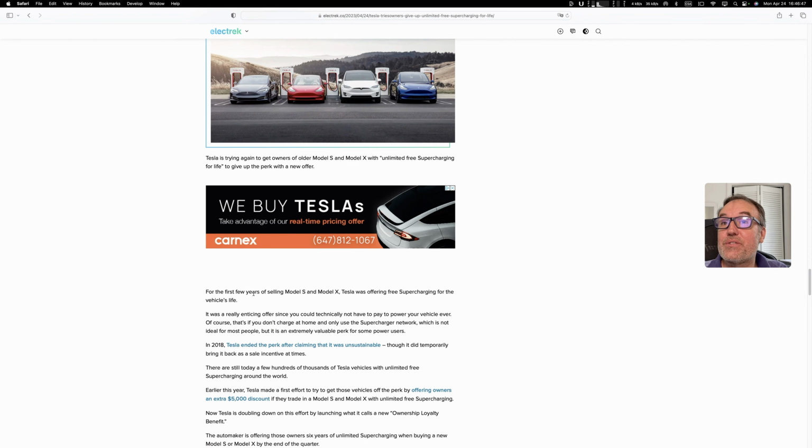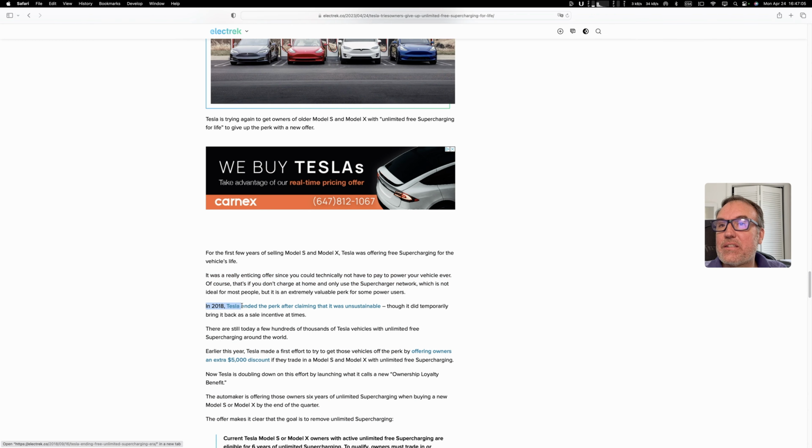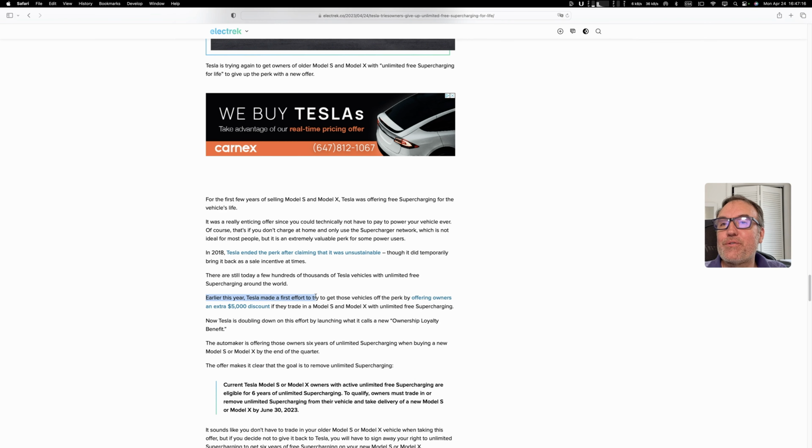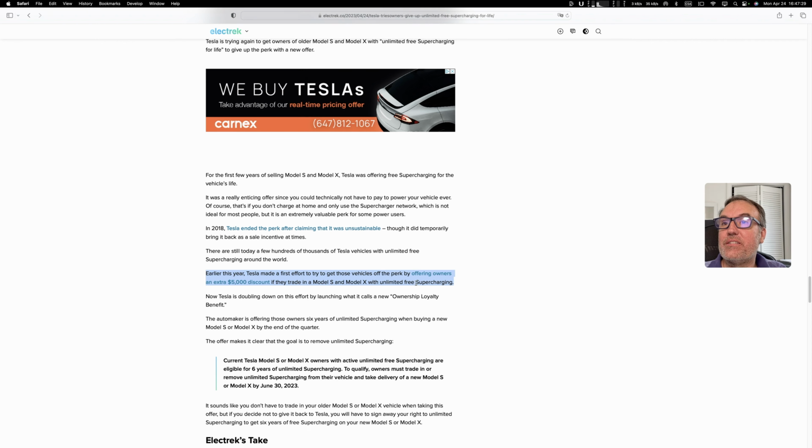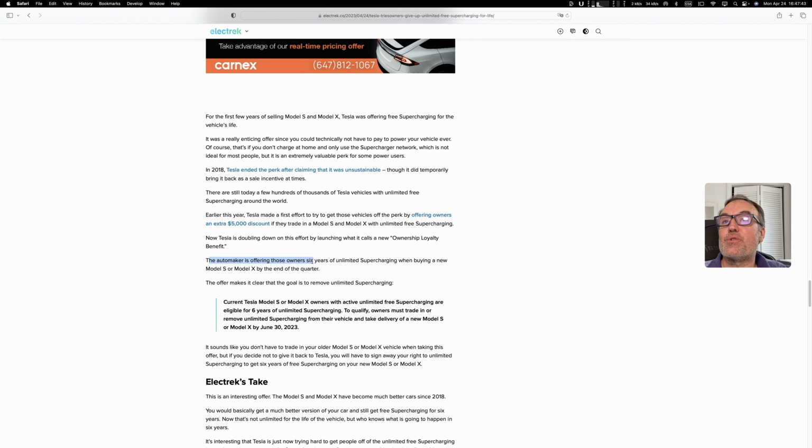For the first few years of selling Model S and X, Tesla was offering free supercharging for the vehicle's life. It was a really enticing offer since you could technically not have to pay to power your vehicle ever. In 2018, Tesla ended the perk after claiming that it was unsustainable. Earlier this year, Tesla made the first effort to try to get those vehicles off the perk by offering owners an extra $5,000 discount if they trade in a Model S and X with unlimited free supercharging. The automaker is offering those owners 6 years of unlimited supercharging when buying a new Model S or X by the end of the quarter.